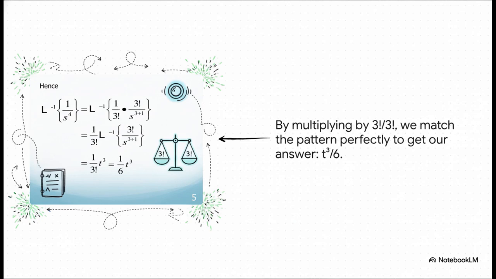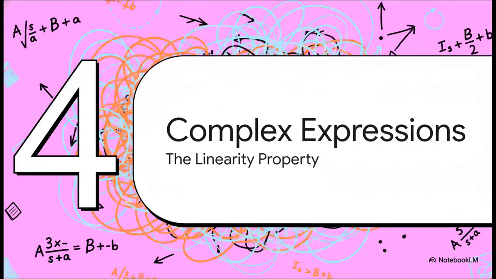And since 3 factorial is 6, boom, our decoded message is t cubed over 6. Okay, that was great for a single, clean pattern. But what happens when the encoded message is a bit messier, like it seems to be a mix of a couple of different codes all jumbled together? Well, for that, we need a new tool.